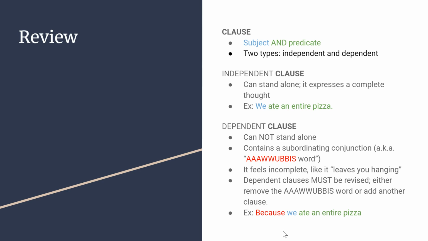Do you feel that awkward pause, like you were waiting for me to finish the sentence or waiting for me to keep going? That's what dependent feels like. And that's why they're not complete. So a dependent clause has to be revised. You either have to get rid of the AWUBIS word so it's complete again, or you got to add more words to finish everything out.